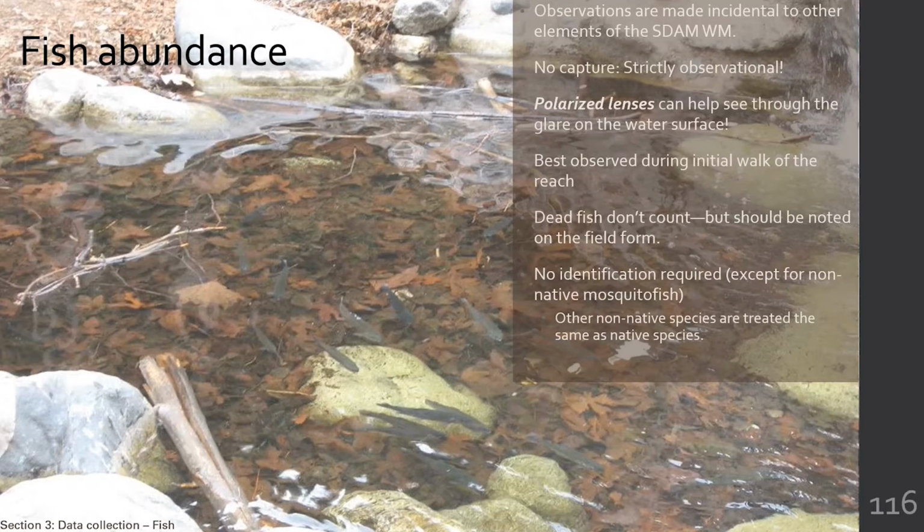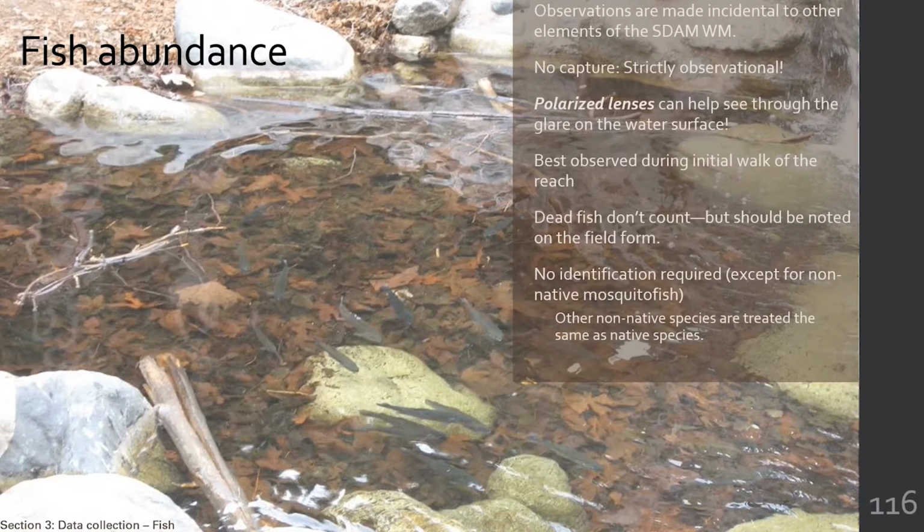Polarized lenses can be great for observing fish. If you have a lot of glare and reflection, the polarized lens will really cut through and help you see what's going on below the surface. And you're best assessing this during your initial walk of the reach.